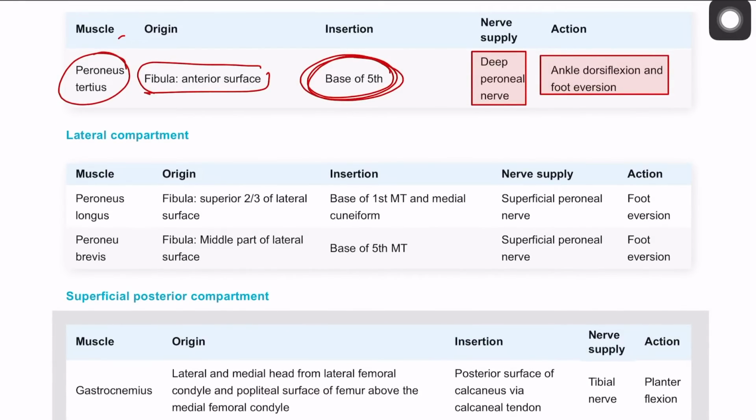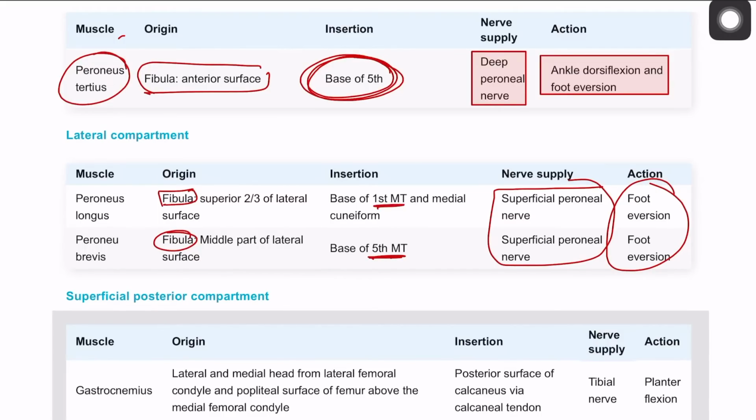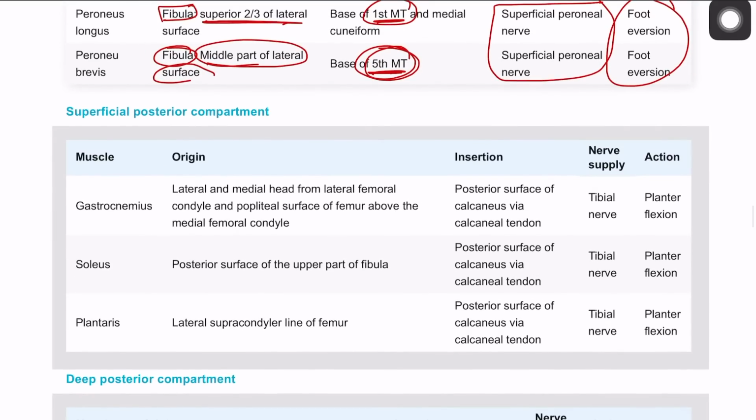About the lateral compartment, you have two muscles, which are the peroneus longus and peroneus brevis. Both of them come from the fibula because they are from the lateral compartment, both are supplied by the superficial peroneal nerve, and both cause foot eversion. All right. One goes to the first metatarsal and the other to the fifth metatarsal: brevis goes to the fifth metatarsal, and longus goes to the first metatarsal and the cuneiform as well. They arise from the superior 2/3 and the middle part of the lateral surface of the fibula. So these are the origin and insertion.